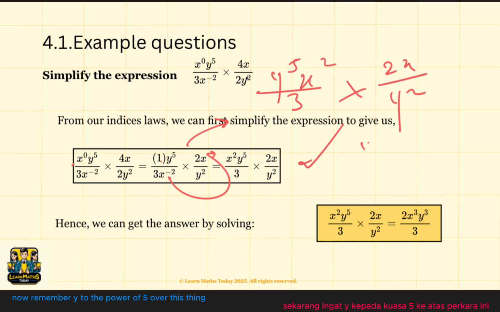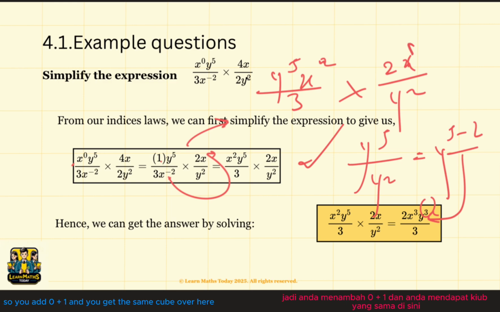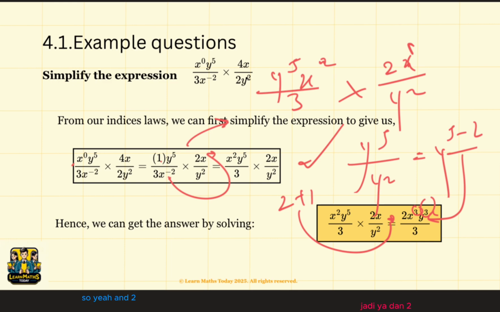Now remember, y to the power of 5 over y squared, use this formula. And then, boom, you get y cubed over here. Now x squared times x, remember this power is 2 and this power is 1. So you add 2 plus 1, and you get x cubed over here. And 2, you can't divide 2 by 3, so you just express it like this.